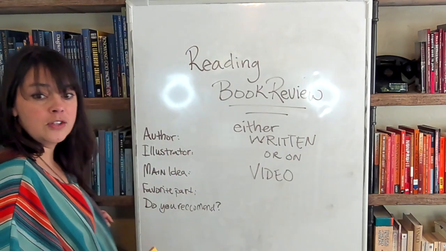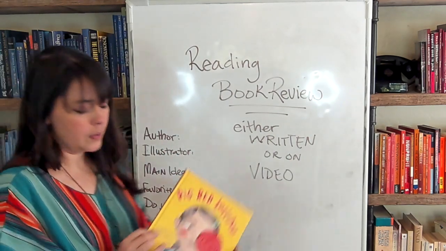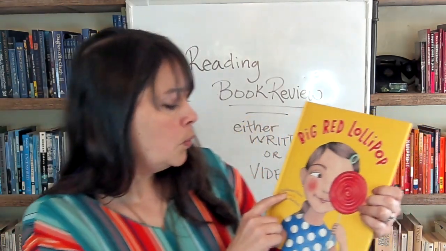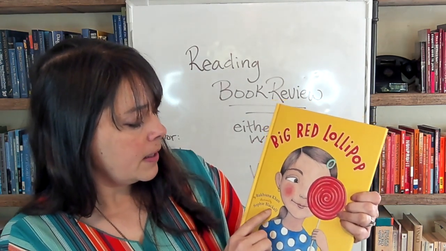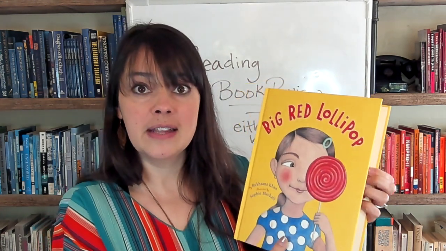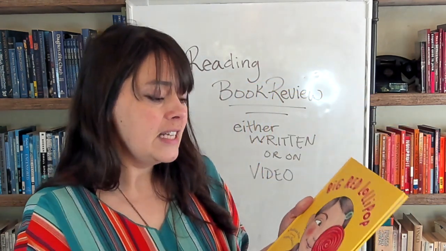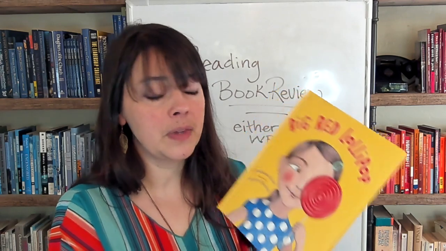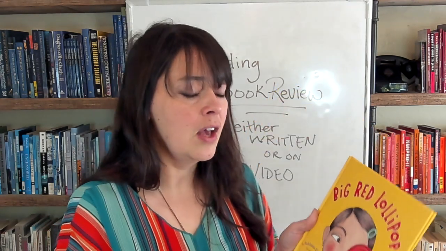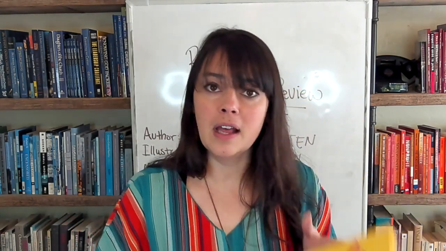Okay, so I put a few things you want to make sure make it into your book review. The author is Rukhsana Khan, and it is illustrated by Sophie Blackall. Now, I enjoyed both the words and the pictures in this book. The main idea of this book is about sisters and how sometimes it's hard to get along, okay? And one of the things they argue about is this big red lollipop.